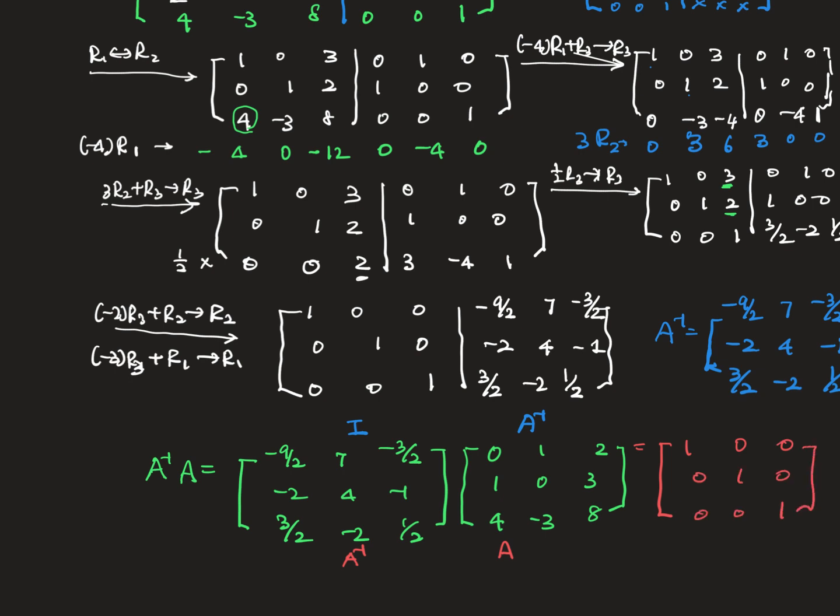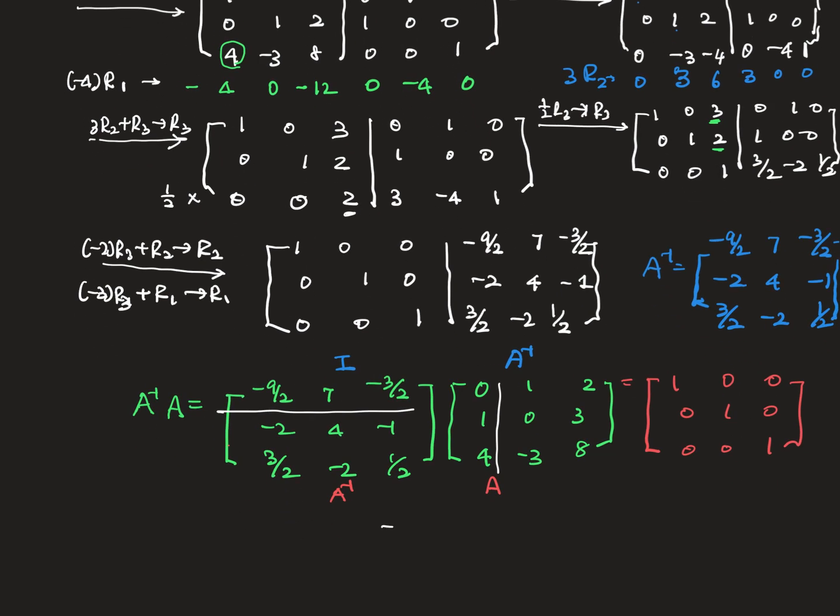You can check it out. I'm going to show just one. Let's go to the first row, first column. What do you have right here? Negative 9 over 2 times 0, plus 7 times 1, minus 3 over 2 times 4. That's going to be 0 plus 7 minus 12 over 2, 7 minus 6, that's the one you find, 1. That's how to confirm the inverse matrix is correct.